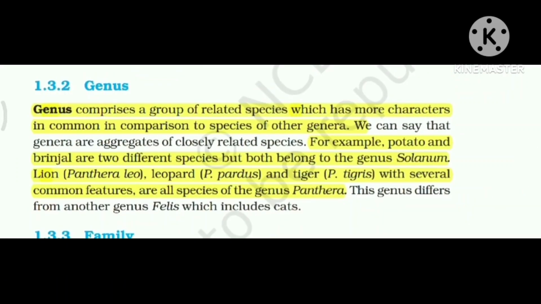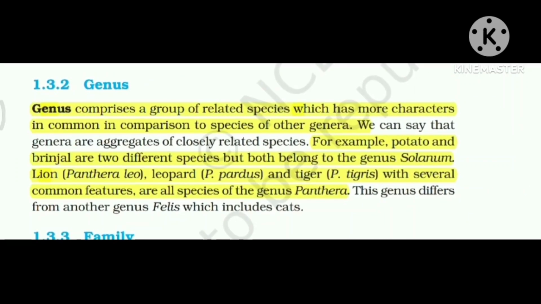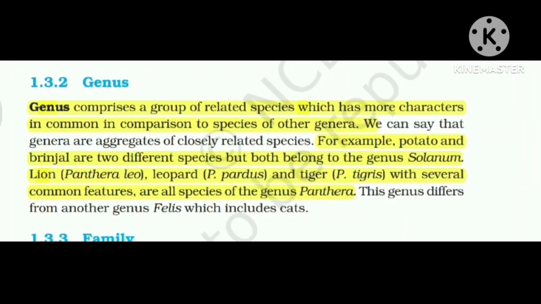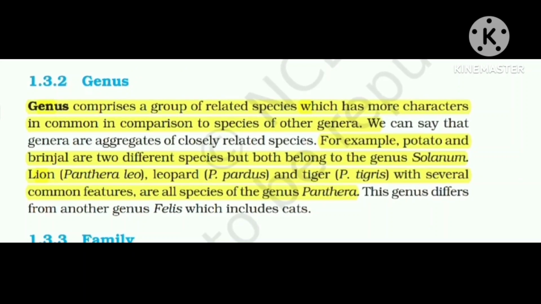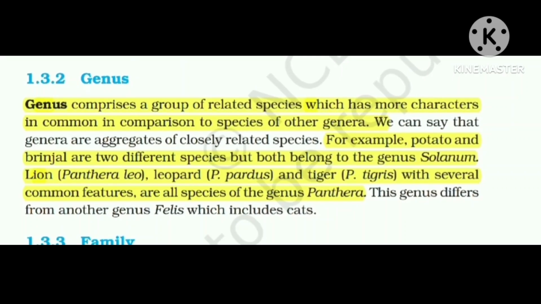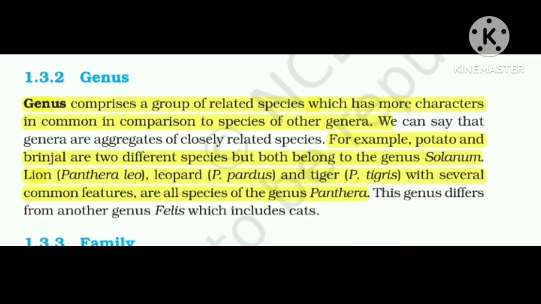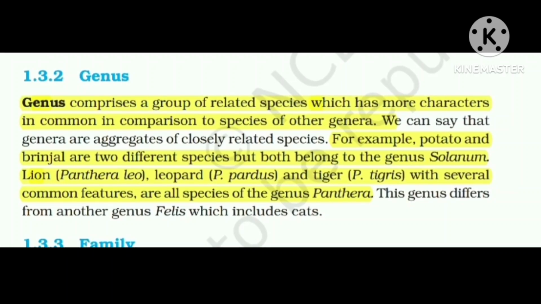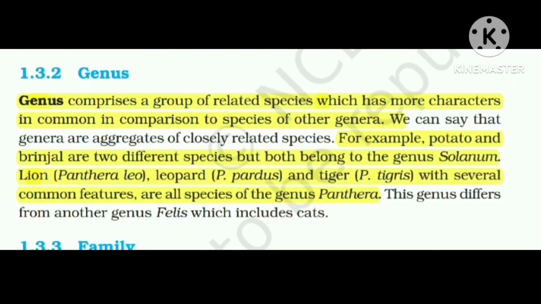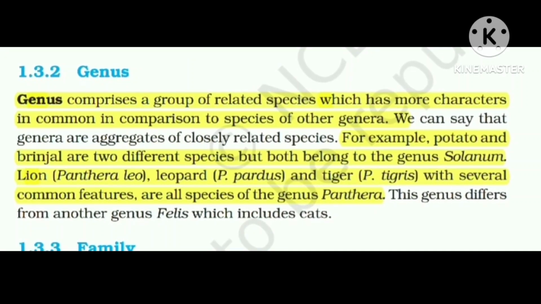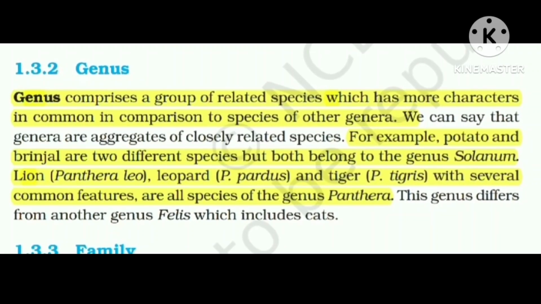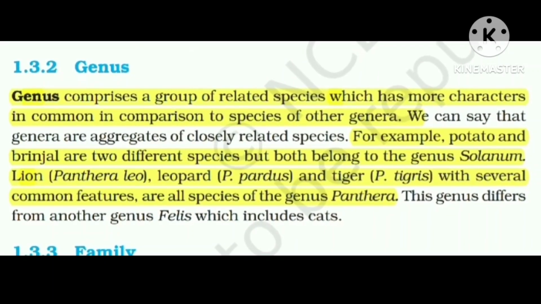Here we go for genus. Genus is a group of related species which have more common characters than species. For example, potato and brinjal have different species but a common genus, Solanum. Another example is lion, leopard and tiger, which have a common genus, Panthera, but different species like leo, tigris and pardus. One genus can differ from another genus, like Panthera and Felis. Felis genus includes cats, but Panthera genus includes tigers.